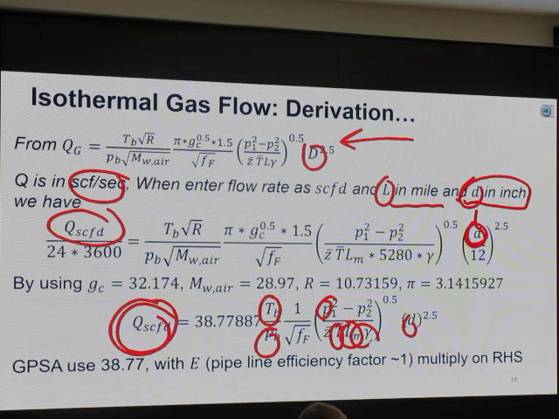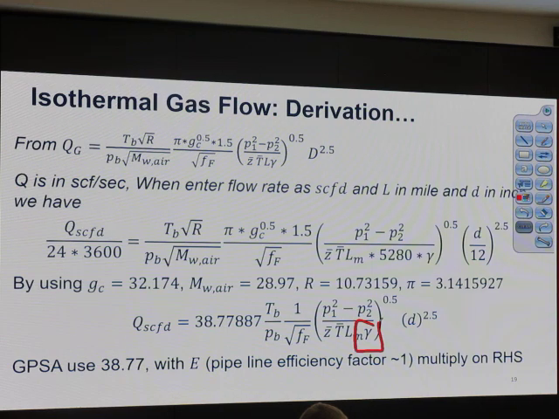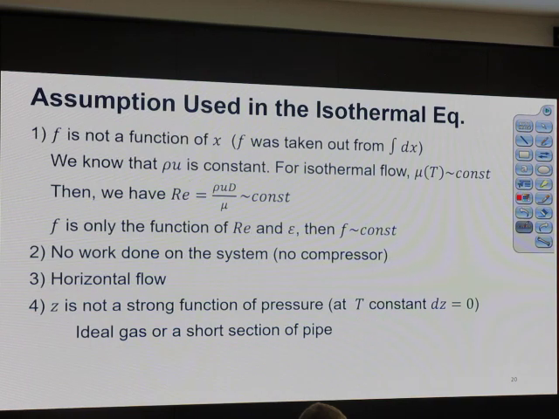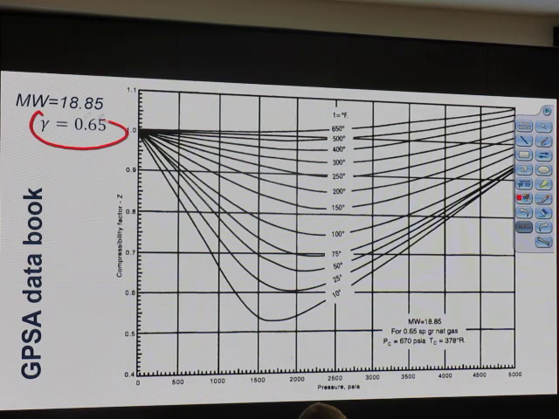What about gamma? What is my gamma? What is that gamma? Specific gravity. How do you calculate it? Molecular weight over 29. Oh, 28 point something. Okay, that is that gamma.